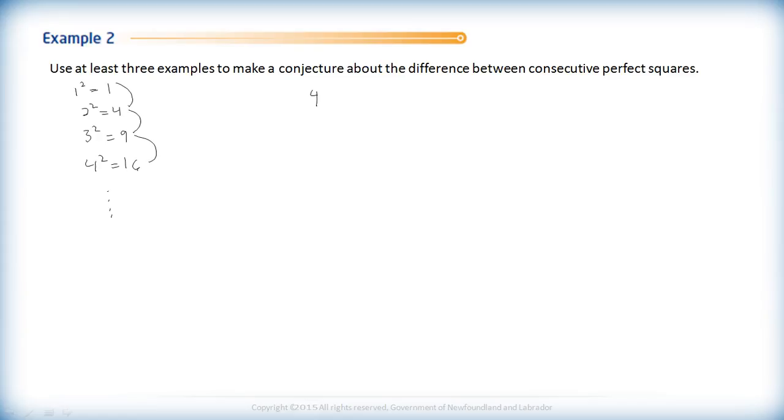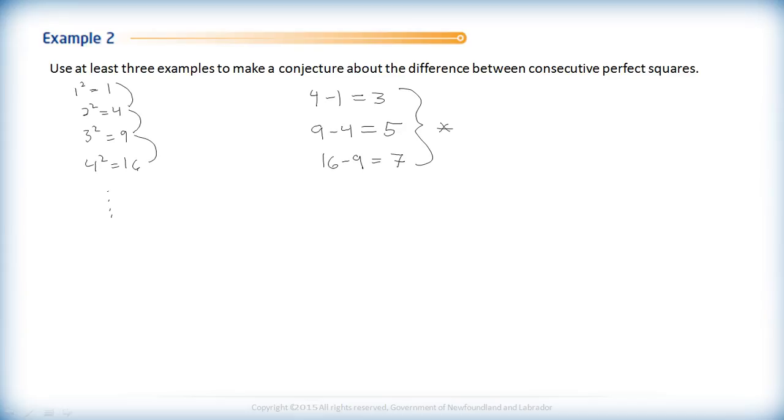So let's see, 4 minus 1. The difference between those 2 consecutive perfect squares is 3. Okay. 9 minus 4. The difference between those two is 5. Let's see, 16 minus 9. And the difference between those two is 7. Okay. So we have to make a conjecture based on these 3 examples right here. What do we notice about the answers that we're getting? Well, they're all odd numbers.